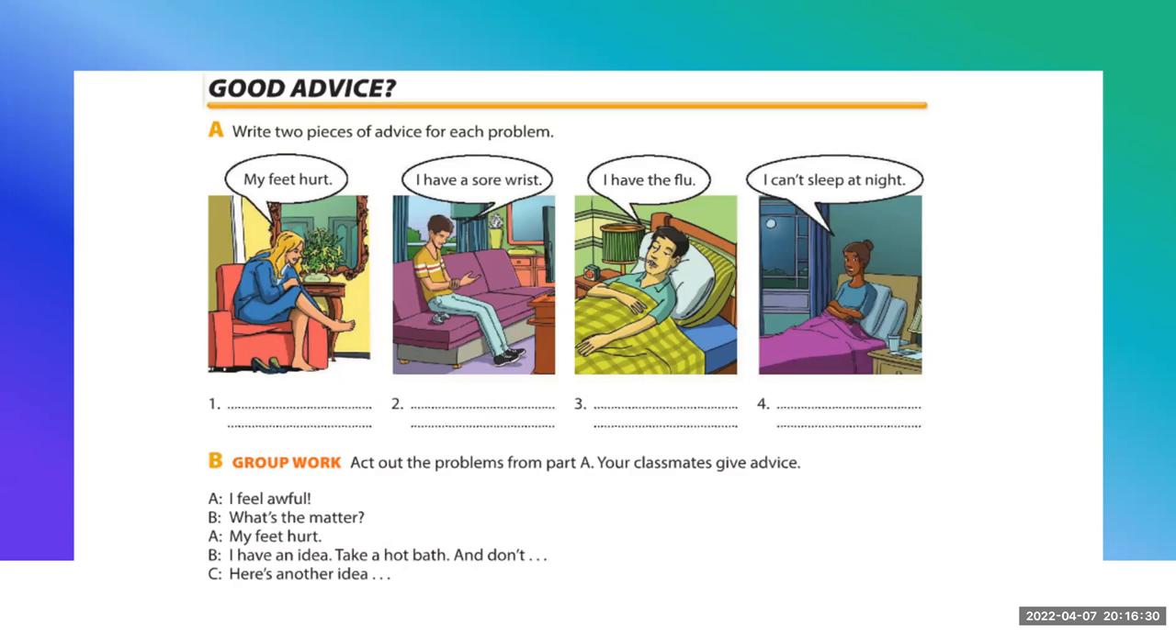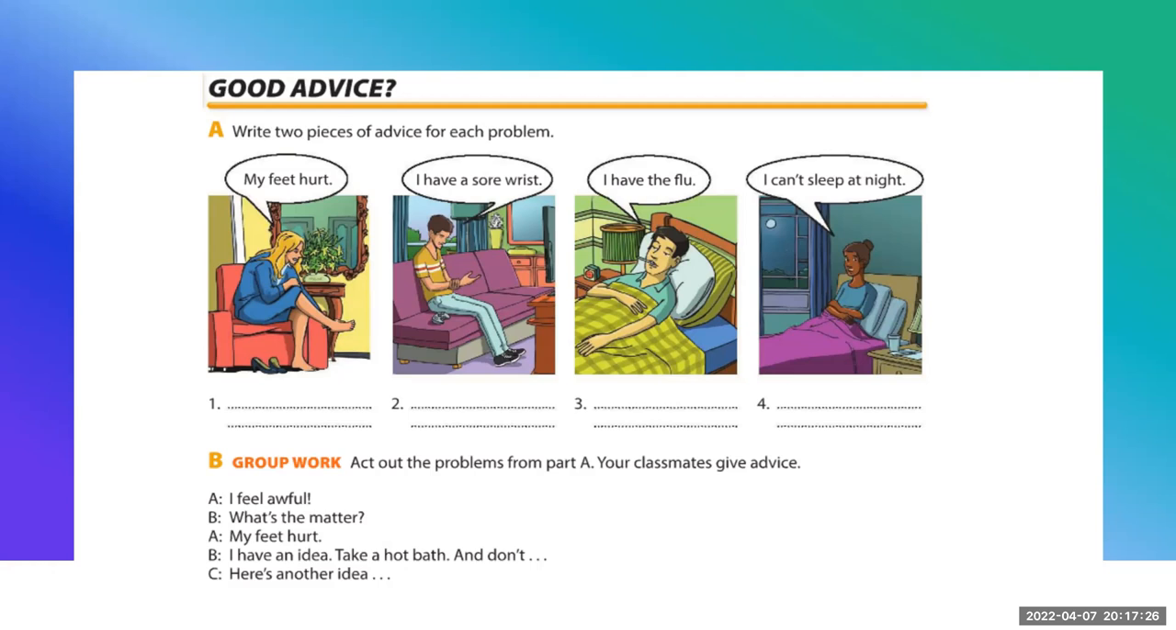La dos, ¿qué significa? I have a sore wrist. Creo que es como una lesión. Y eso es que tiene un dolor, dolor de muñeca. En este, donde dice que no puedo dormir, puede ser también.